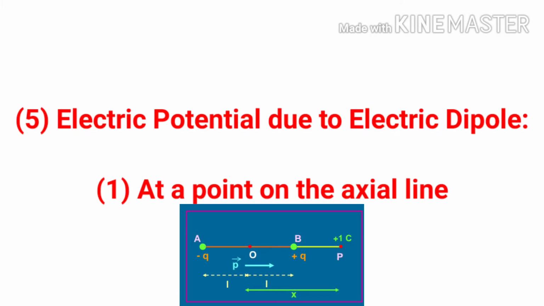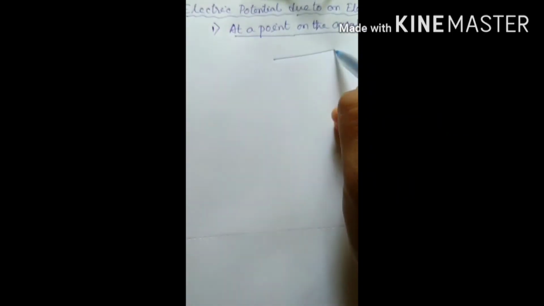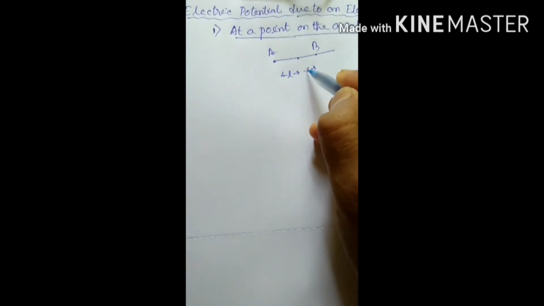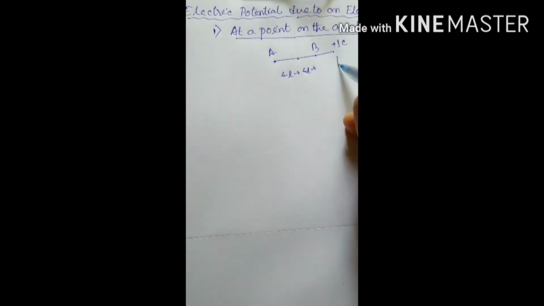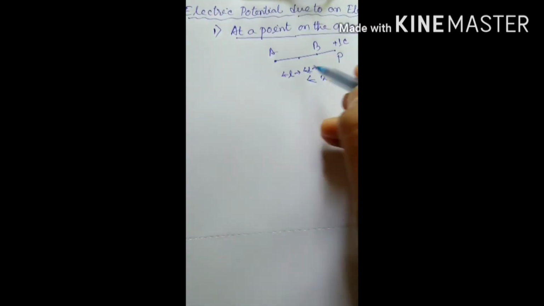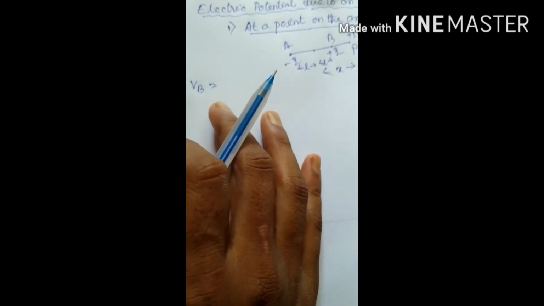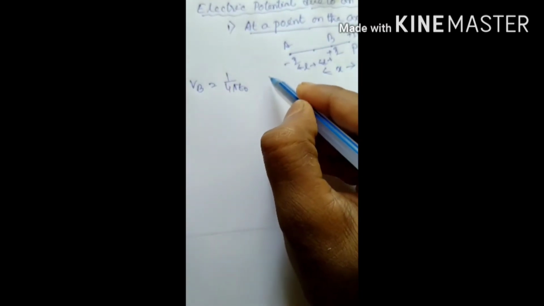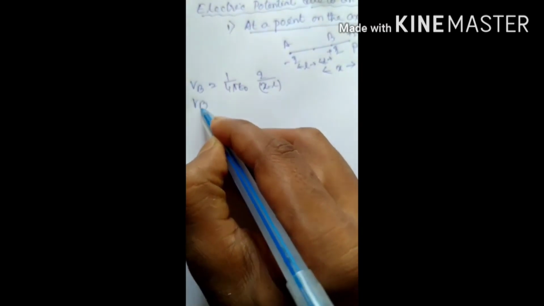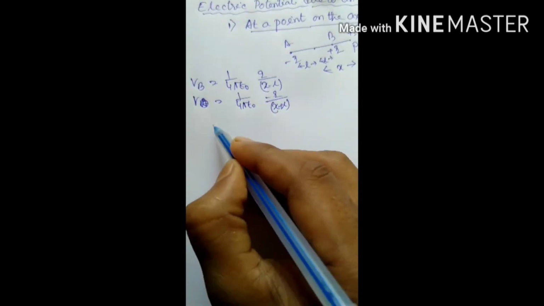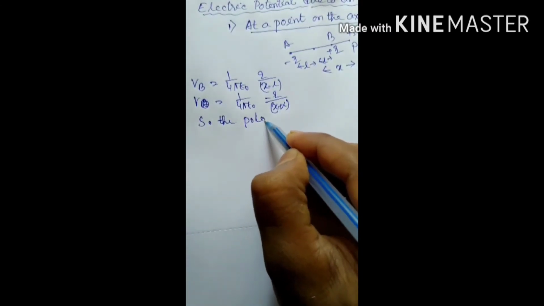We have to consider two cases. Number 1, at a point on the axial line. Look at the figure. AB is an electric dipole, and we have to calculate the electric potential at point P. So VB is equal to 1 by 4 pi epsilon naught Q by x minus L. From previous derivation we can write VB. Similarly we can write VA is equal to 1 by 4 pi epsilon naught minus Q by x plus L, where x minus L and x plus L are the distances of these charges from point P.